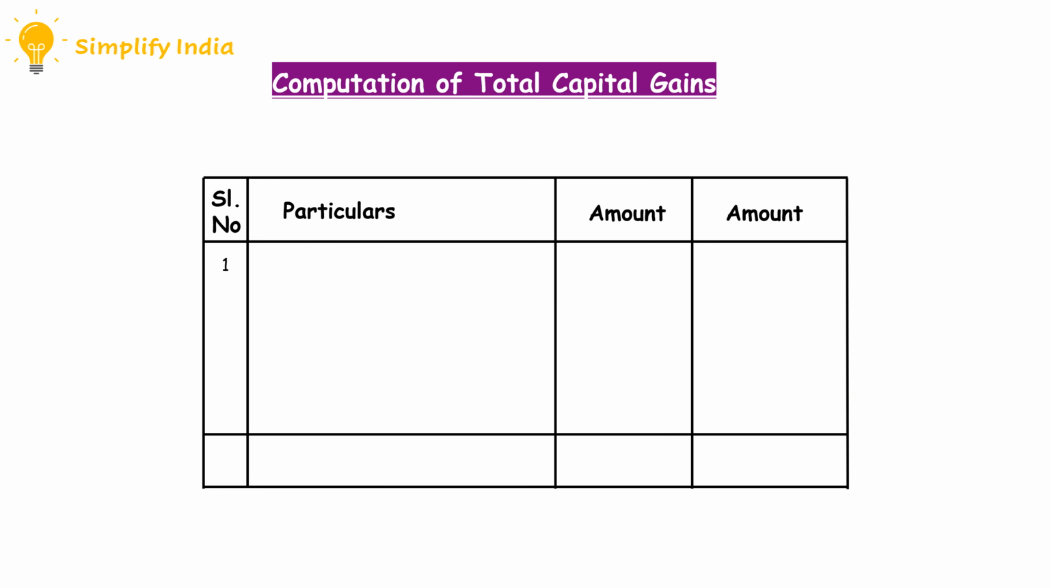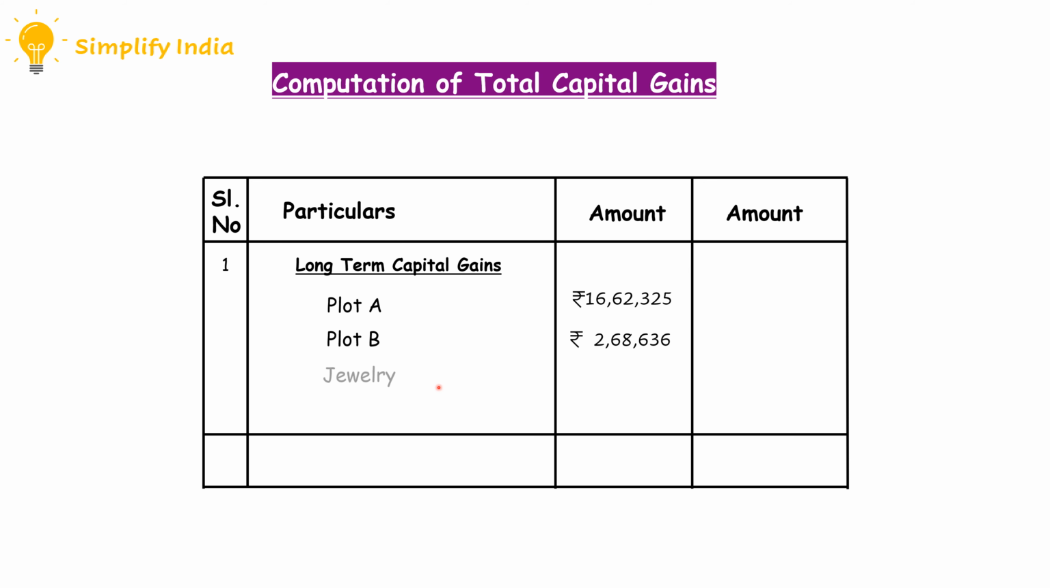So finally, we have to calculate the total capital gains of Mr. Rajesh Naidu. First, we have to take down all the long-term capital gains earned by Mr. Rajesh Naidu. From plot A, Mr. Rajesh got a long-term capital gain of rupees 16,62,325, and from plot B he got a long-term capital gain of rupees 2,68,636, and from the jewelry he got a long-term capital gain of rupees 13,64,200.